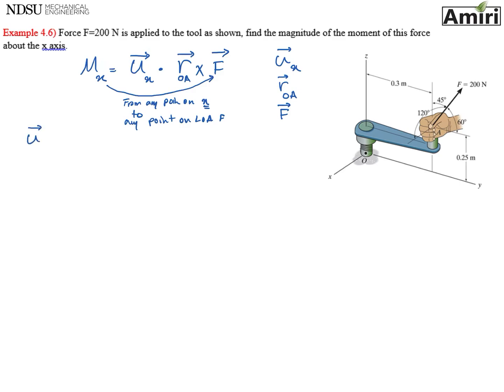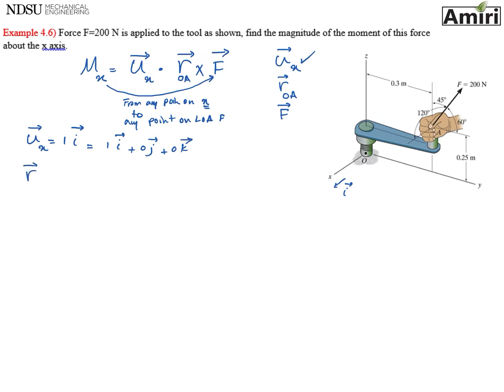Unit vector of axis x is what? Remember, we use Cartesian unit vectors, which are i, j, k. Unit vector of axis x is 1i, or just i. Or if I want to write it in full vector format, it is 1i plus 0j plus 0k. I write it in this form because I later need it for my matrix, and it's going to be helpful. Alright, so that one is done.